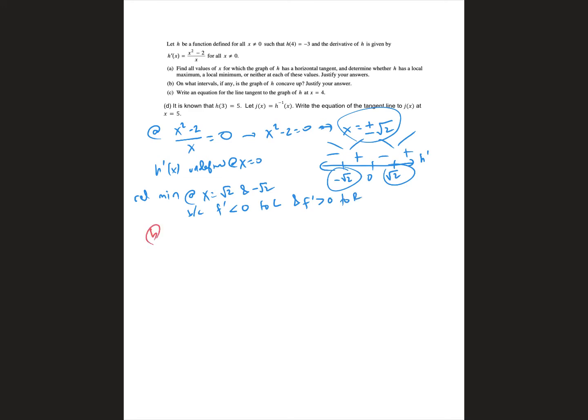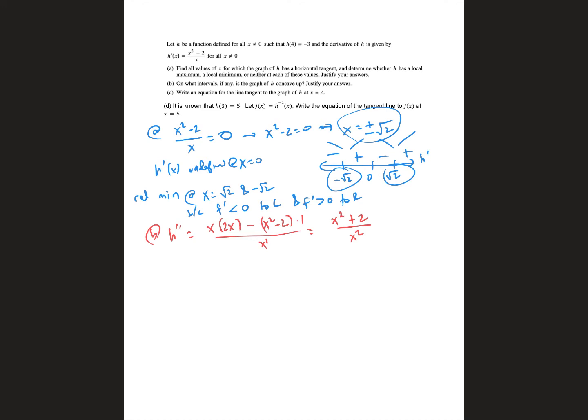Part B. Over what intervals is the graph concave up? So concavity is based on the second derivative, so I need to find that first. So low d high minus high d low over low. And I'm going to simplify that. So it's 2x squared minus x squared minus negative 2. So that would be x squared plus 2, all over x squared.